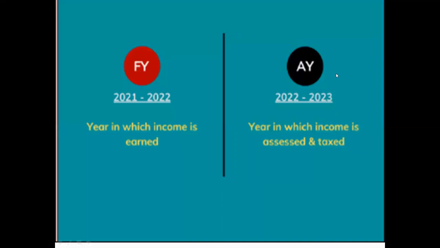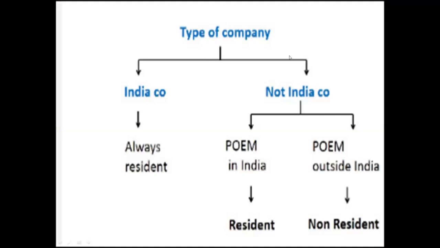Did you understand? So, types of companies. For income tax purposes, different companies are there. But first of all, we will see about Indian company and not Indian company, that is foreign. An Indian company is always a resident company, which means it is established according to the Companies Act, 1956 or the new Companies Act 2013. For a not Indian company, the POEM should be in India.